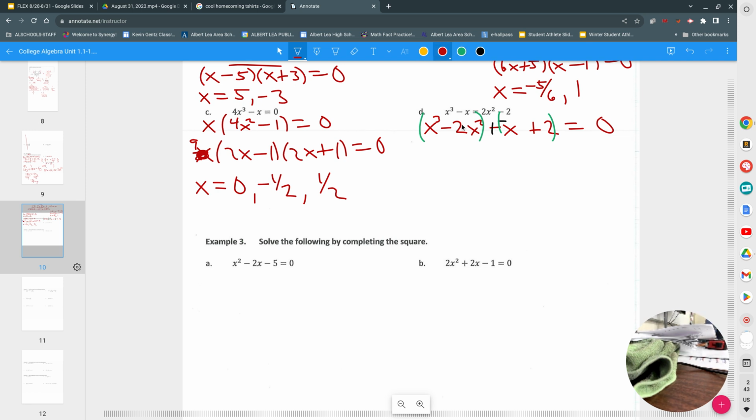What can you factor out of the first set? x squared. And you're left with x minus 2. What can you factor out of the second set? A -1. So I factor out a -1, and I'm left with x minus 2.